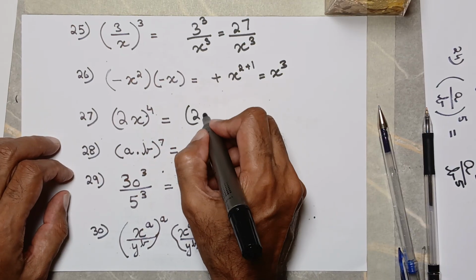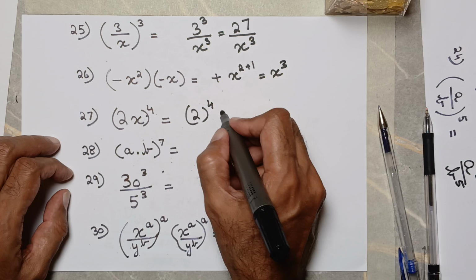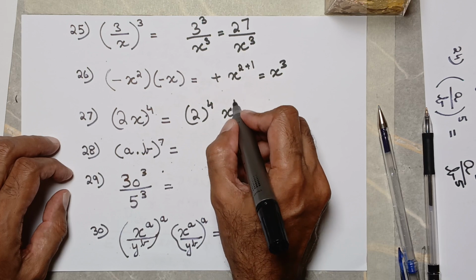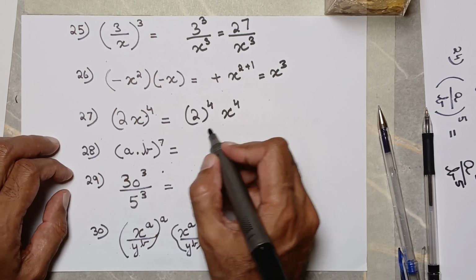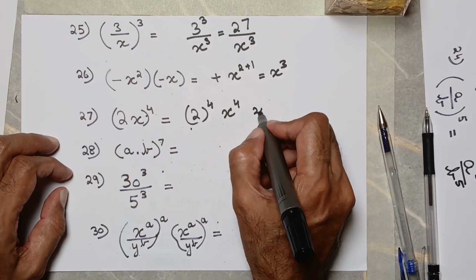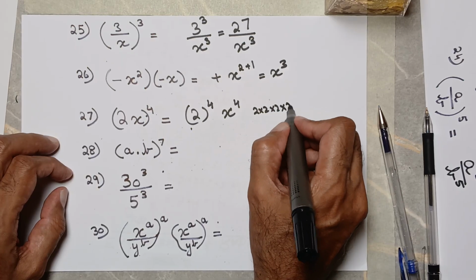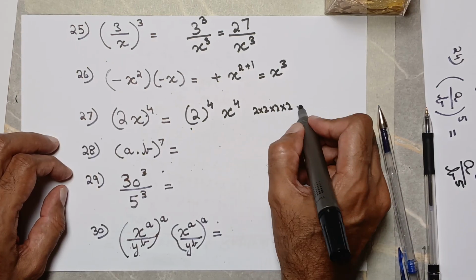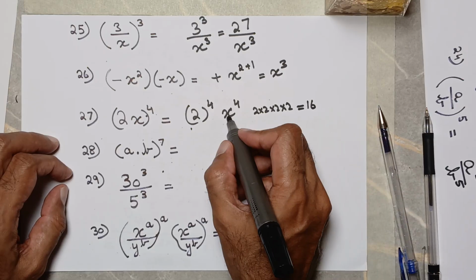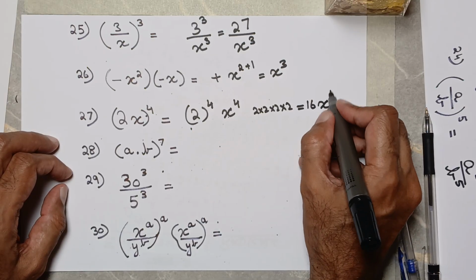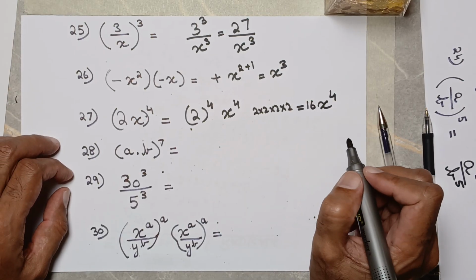Here now it is 2x whole 4. We can simply write it as 2 raised to the power 4, x raised to the power 4 over here. 2 multiplied by 2 multiplied by 2 multiplied by 2, that will give you 16. In the end, 16x raised to the power 4. That is your answer over here.